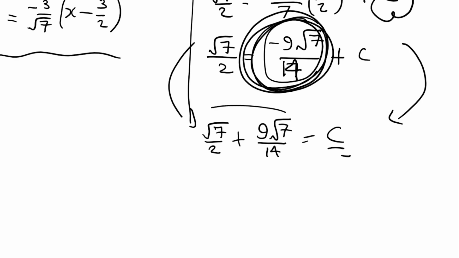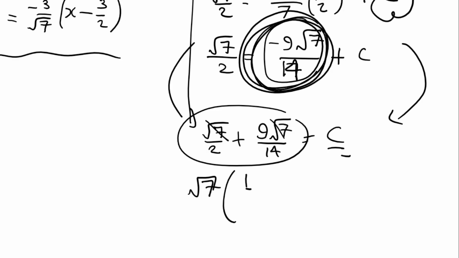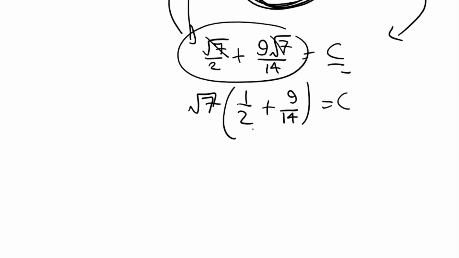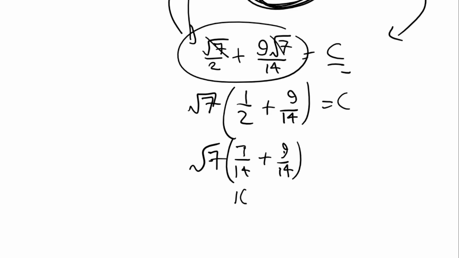Okay. Now, what I would do there, I would factorize my root 7. So I then divide out my root 7, which will leave me a half plus 9 over 14 equals c. Okay. So that would be a half is 7 over 14 plus 9 over 14, lots of root 7. So that's 9 and 7 is 16 over 14, lots of root 7. 16 and 14, they're both even numbers, so that will be 8 over 7, lots of root 7.